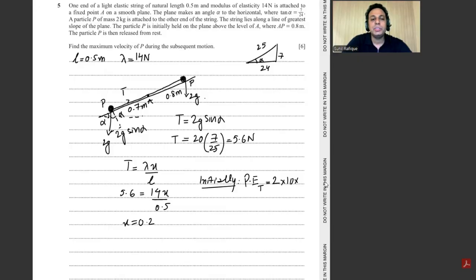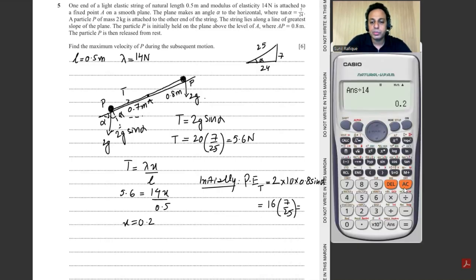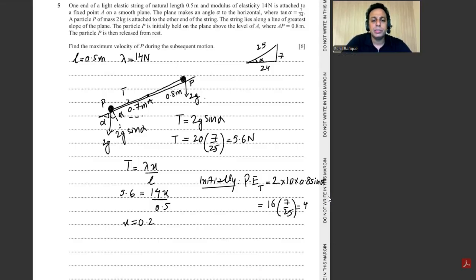And h is going to be just 0.8 sine alpha, right? So we know that height can be calculated using sine theta or sine alpha. That's 20, or you can say 16 times 7/25. So I'm going to calculate this value, which is 16 times 7/25, and that is 4.48 joule, right?